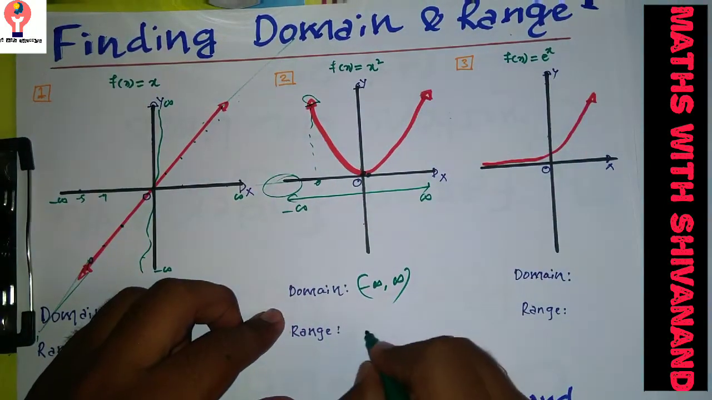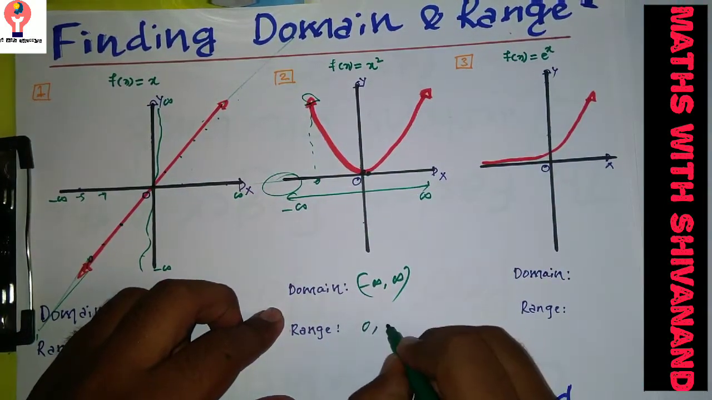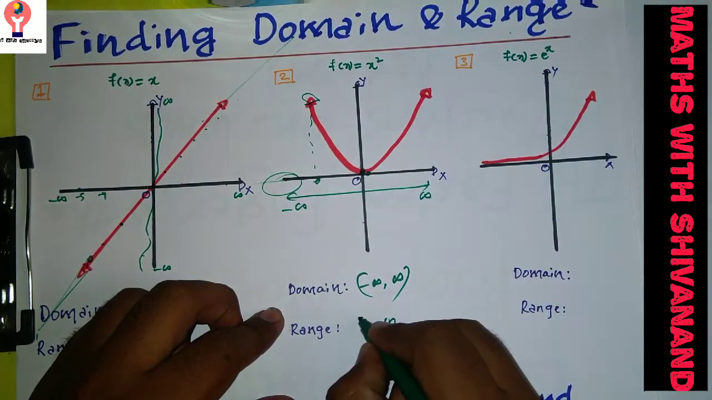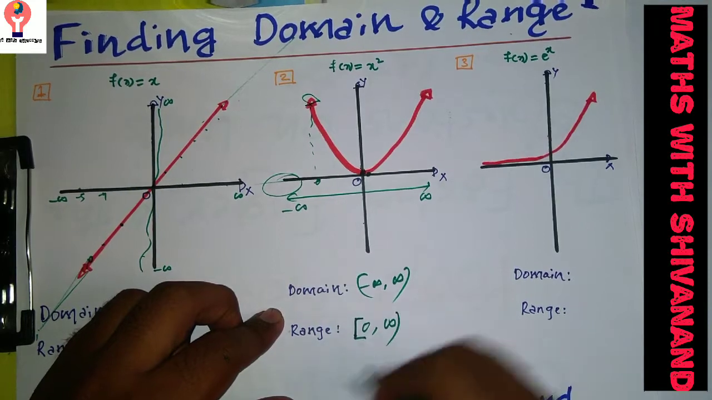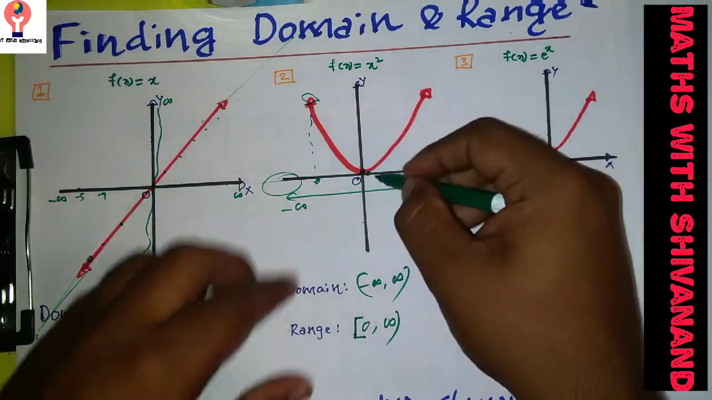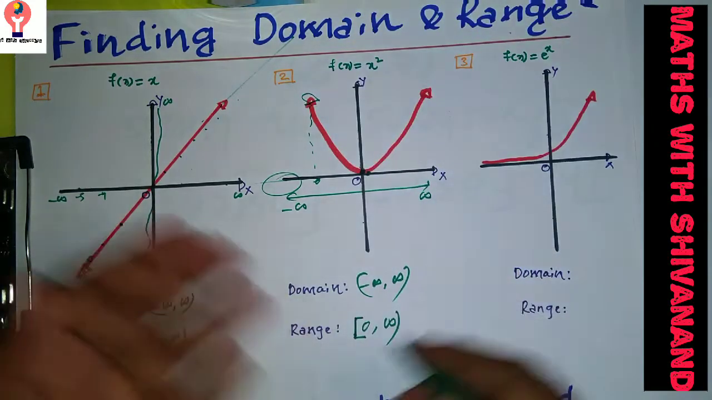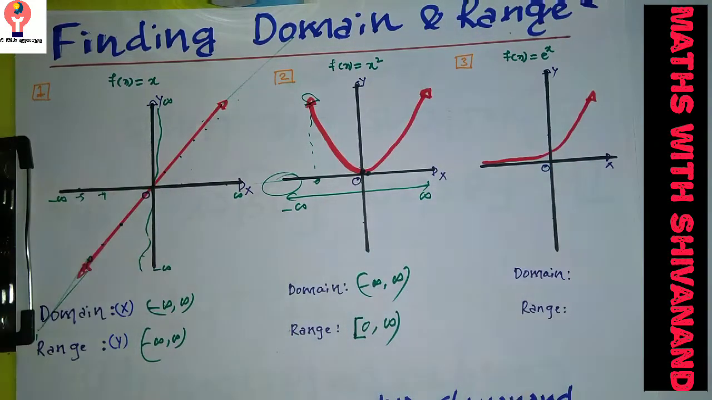So the range is nothing but what here? 0 to infinity. It cuts the x-axis here, taking the value of 0, so 0 should be a closed interval here. 0 to infinity. No part of the graph lies below the x-axis, so in the range there won't be any negative y value.